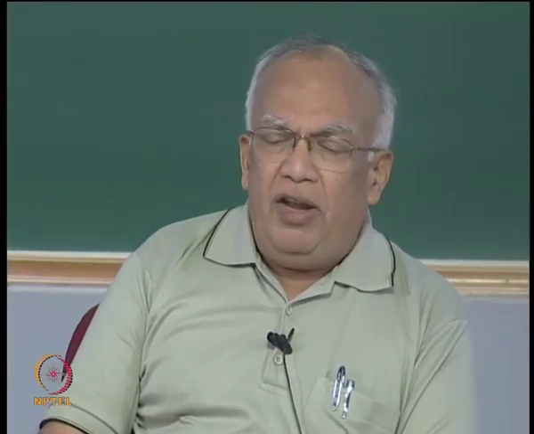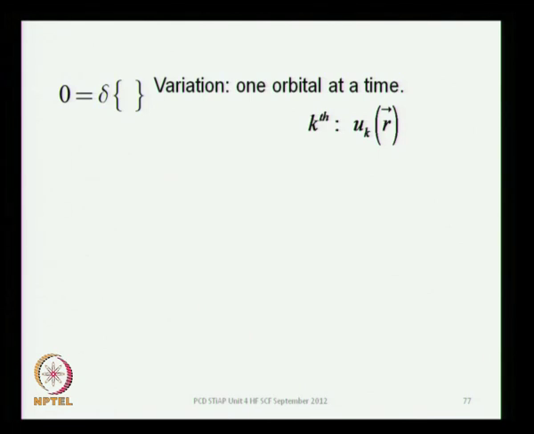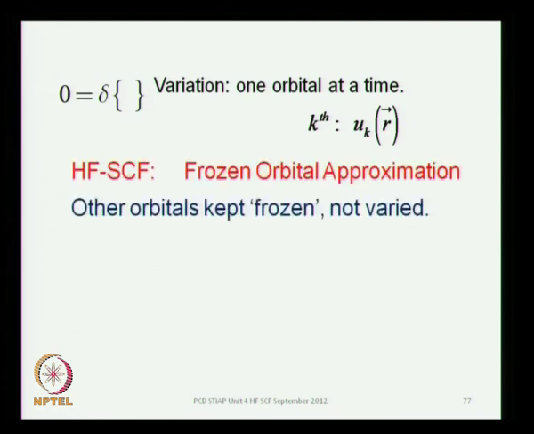So, let us say you vary one orbital, namely the kth orbital, it does not matter which. From 1 through n, you pick the kth one, and we will seek variation only in the kth orbital. Other orbitals remain fixed. This goes to the very heart of Hartree-Fock theory.